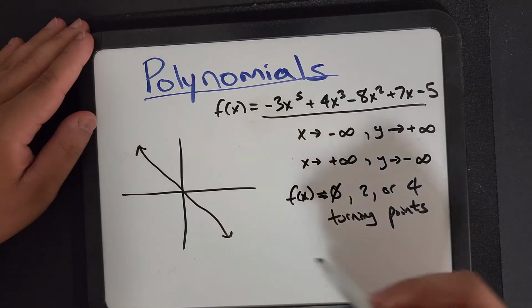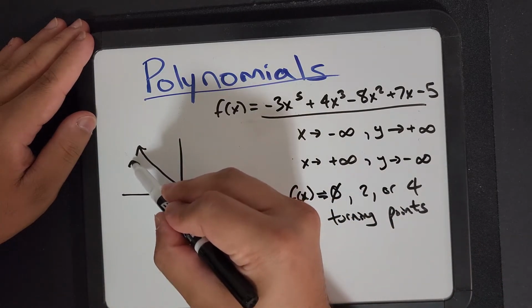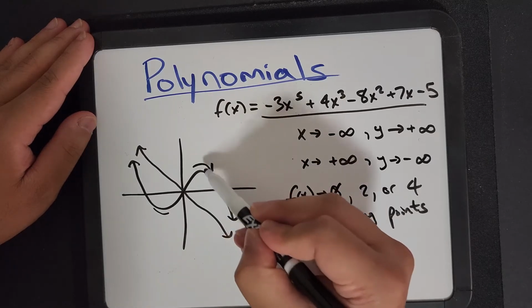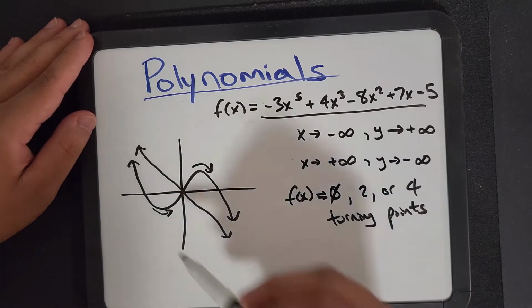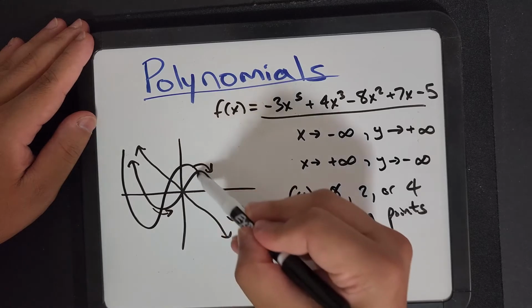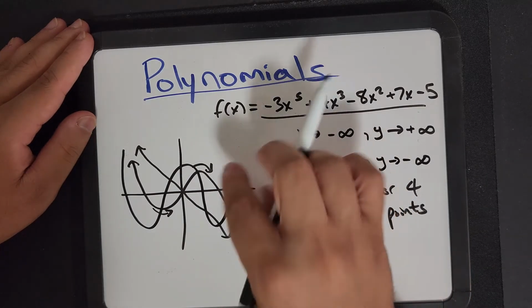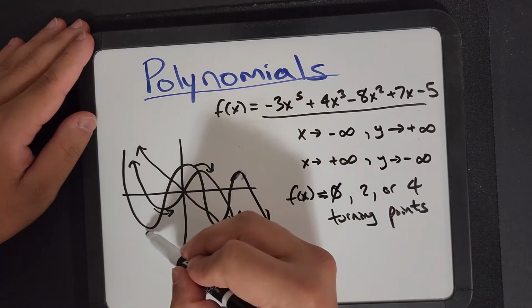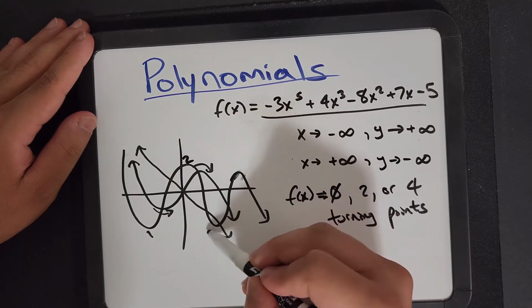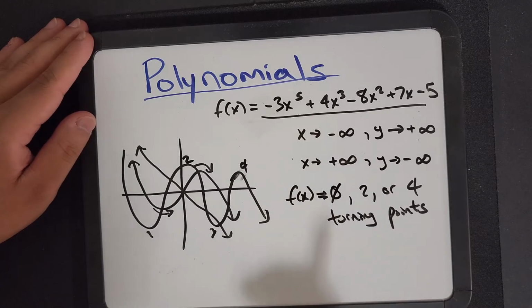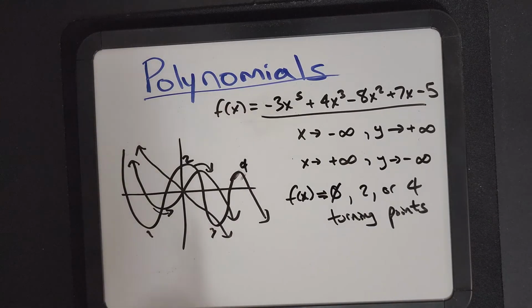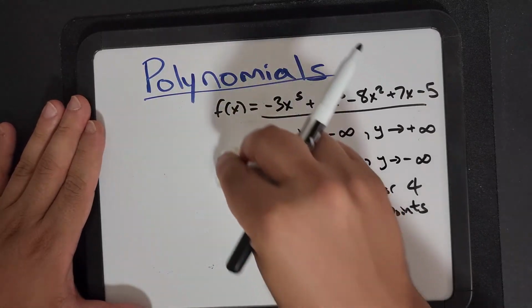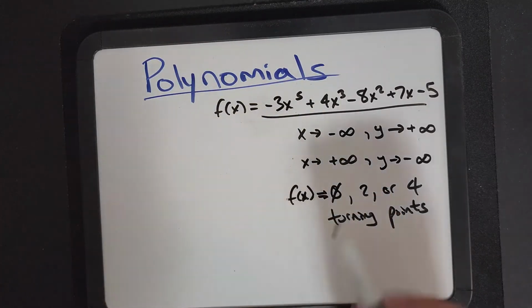So it could not turn at all, or it could turn once and then twice, or it could do this: 1, 2, 3, 4. It can go up to 4 times, but that's it. It cannot go more than that because of its degree.